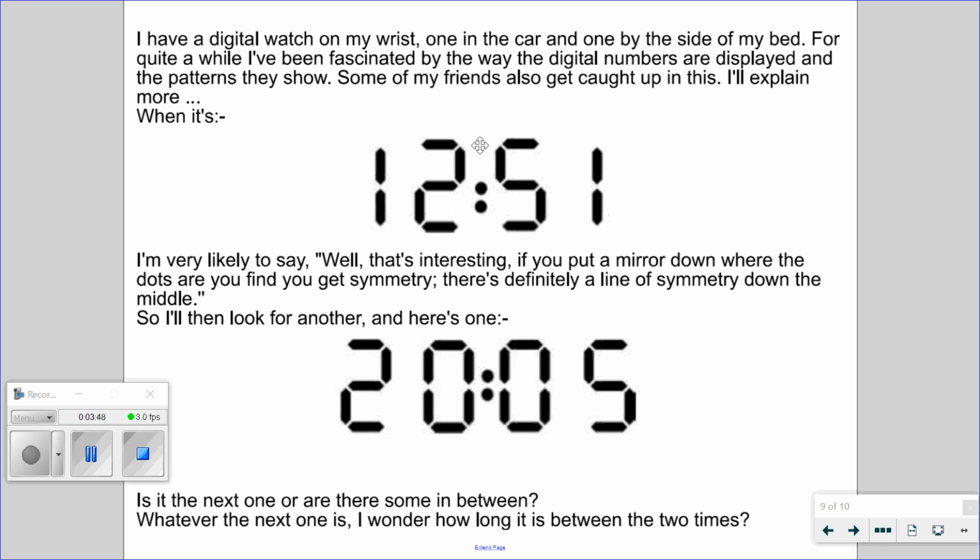There's definitely a line of symmetry down the middle. So I'll then look for another. And here's one, 20:05. Is it the next one, or are there some in between? Whatever the next one is, I wonder how long it is between the 2 times. What can you discover about this one?